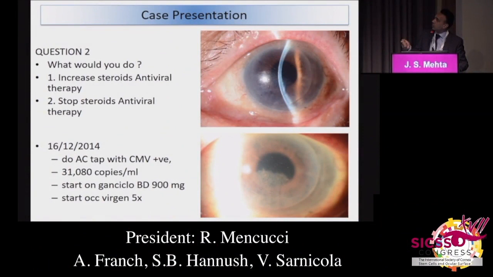You start them on oral valganciclovir. The dosing we normally start is twice a day, 900 milligrams. We do have ganciclovir ointment available as well, made by Thea. It's not as effective as taking it orally. There is also a topical preparation, but that has to be compounded by your in-house pharmacy. But you must stop the topical steroids. If you keep them on steroids, the cornea will decompensate.